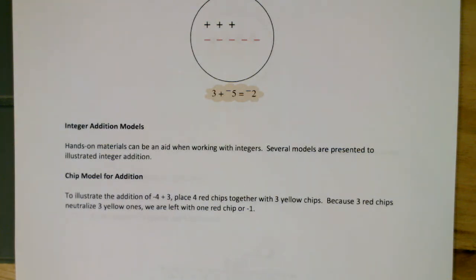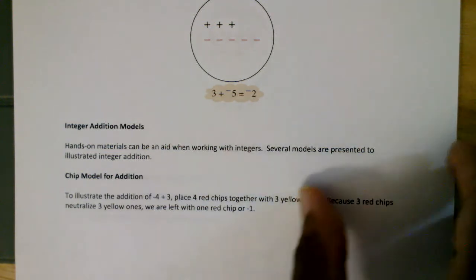Now, the chip model for addition is this. To illustrate the addition of -4 plus 3, you place 4 red chips together with 3 yellow chips. Because 3 red chips neutralize 3 yellow ones, we are left with 1 red chip, or -1.